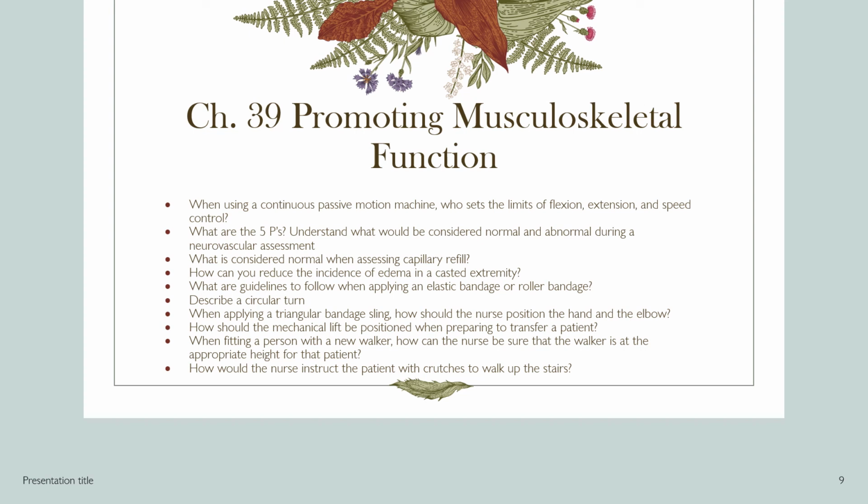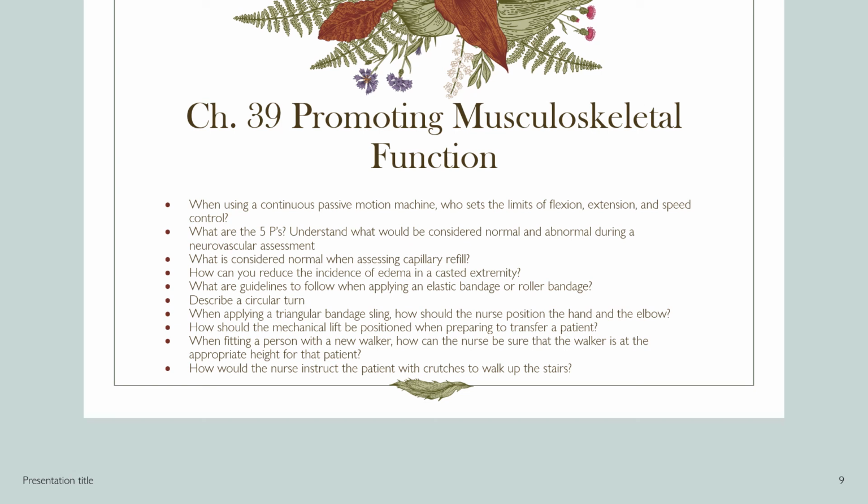When applying a triangular bandage sling, how should the nurse position the hand and the elbow? So I know I've talked about this in class, but you can also see this on page 823 within steps 39.3, applying a triangular bandage sling. Take a look at number 3. Bring the other end over the injured arm and the shoulder while the patient keeps their elbow bent at a right angle across the lower chest. The hand should be 4 inches higher than the elbow.